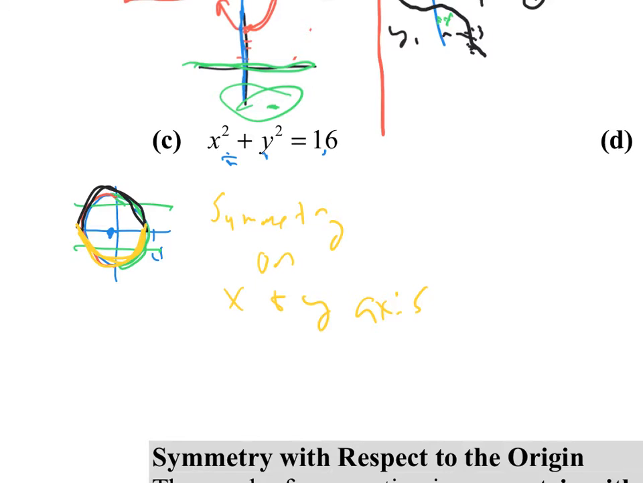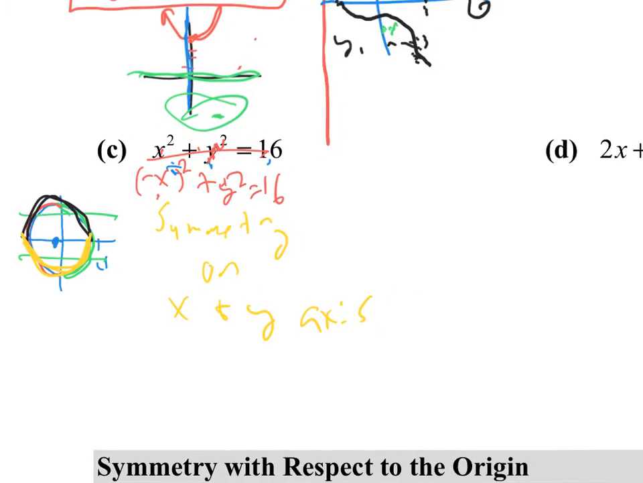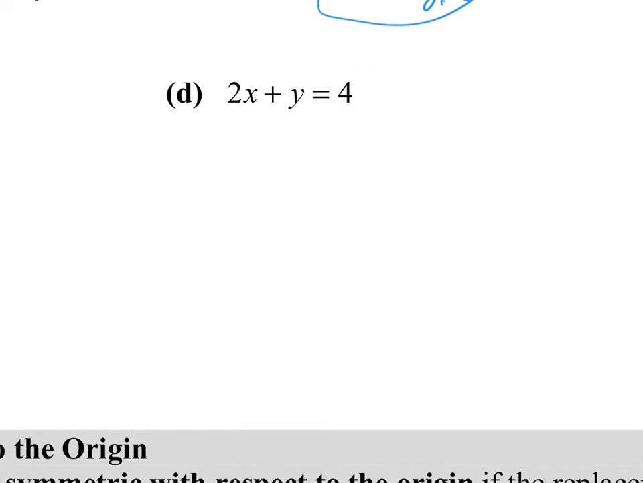Think about what happened. If x got replaced with the negative x, the negative cancels out, giving you the same problem. If y got replaced with a negative y, because it's being squared, it also will go away. So even algebraically, it makes sense, all right?